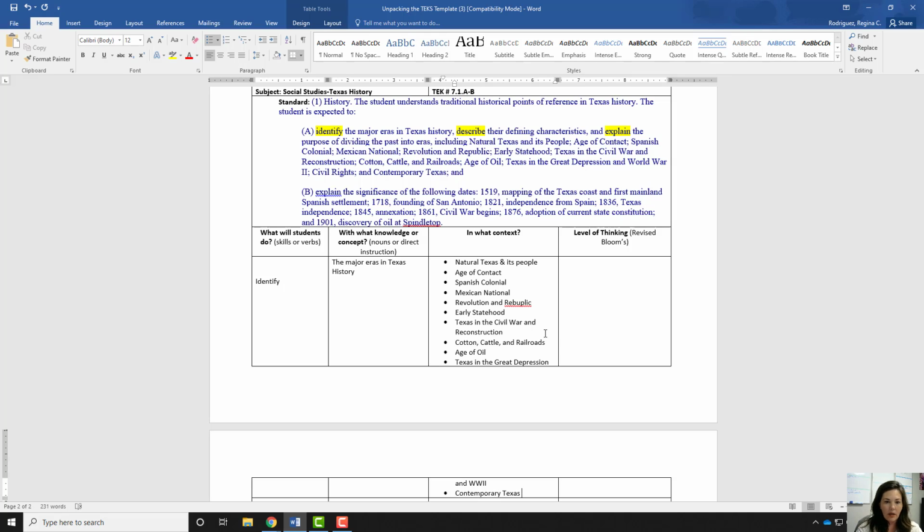And right away, my brain is going, that is way too much to teach in one class period. That's why we're doing this unpacking the TEKS. We're going to figure out real fast what is too much to teach and start working on what is the right amount to teach in a single class period. So the last step says identify the level of thinking. And you can either use Bloom's taxonomy or you can use a depth of knowledge chart.